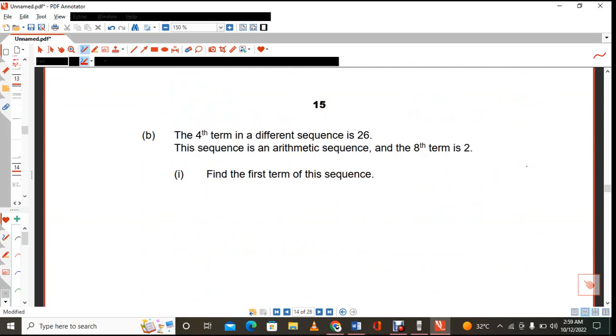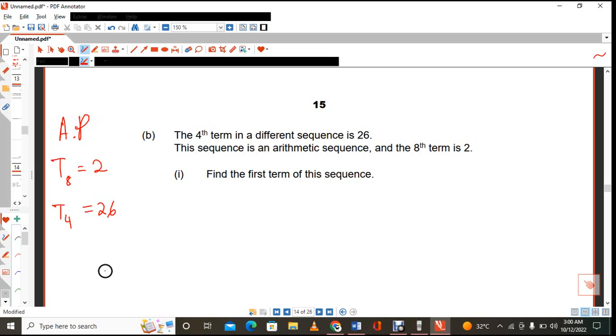The fourth term in a different sequence is 26. The sequence is an arithmetic sequence. The eighth term is 2. So what do we know? We know that the eighth term is 2. We know that the fourth term is 26. We also know that the sequence is an arithmetic progression.